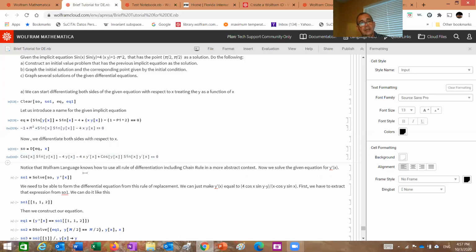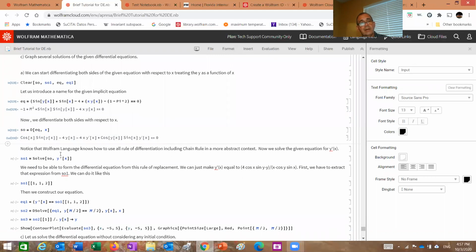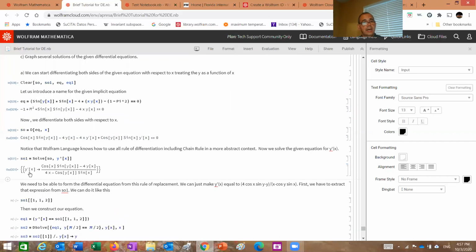Now we're going to solve that equation with respect to y prime. Notice that when we solve, we have the y prime over here, we have the y prime over here, and we want to solve that equation for y prime to get the differential equation written in the normal form. So you press enter, and now you see that it is solved for y prime of x, but it doesn't say here y prime of x is equal to that. It is given like a replacement rule. You know that whenever you have y prime, it's replaced by that.